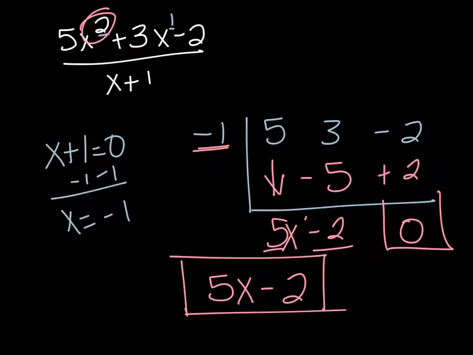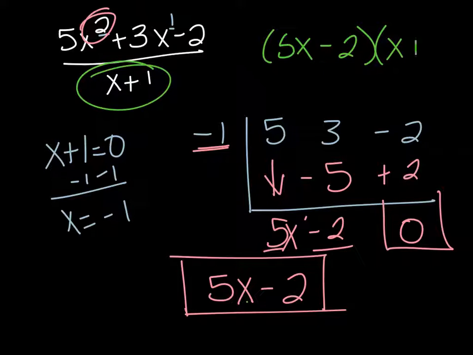Now the cool thing is, since it came out with a remainder of 0, if I take the factor that's left over and multiply it by the divisor, guess what I'm going to get? I'm going to get that piece right there.